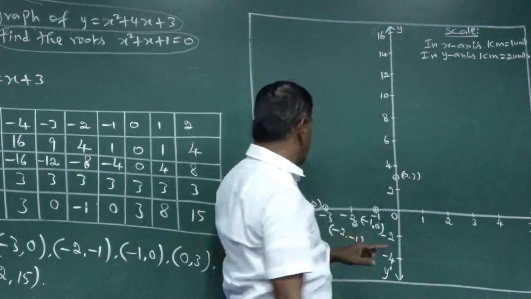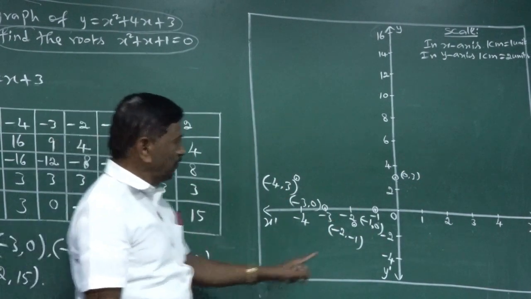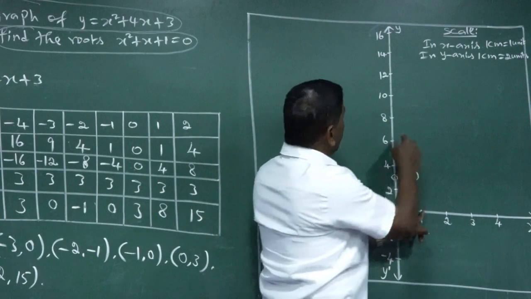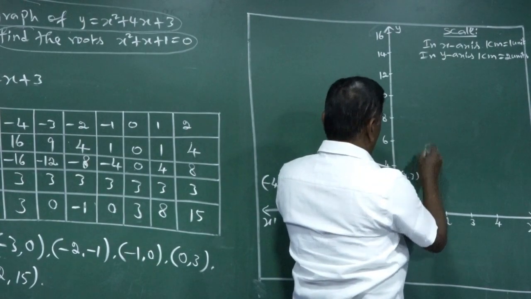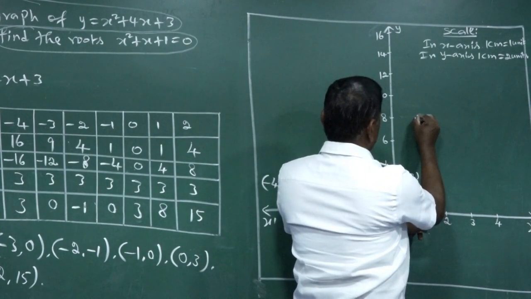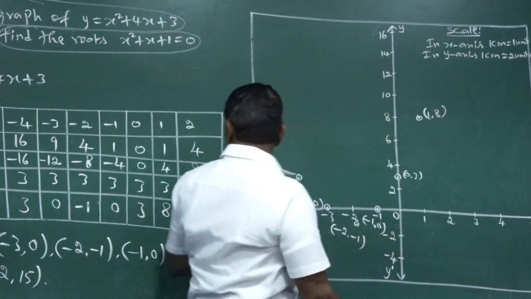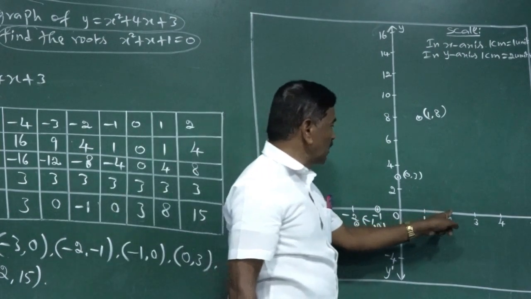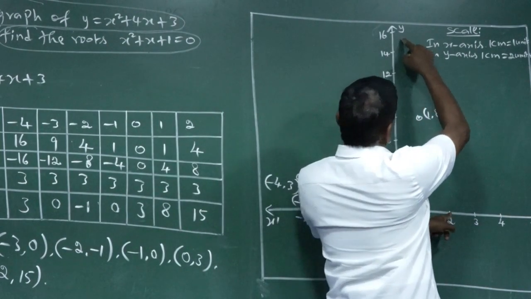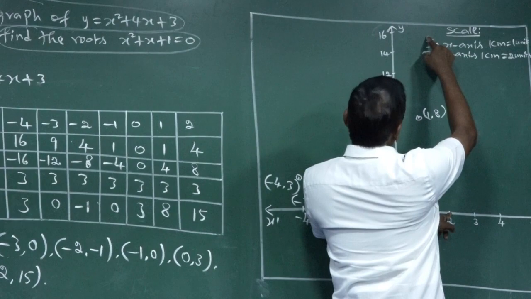0, 3. Next, 1, 8. 1 in x-axis, 8 in y-axis. Okay, 8 in y-axis. 1, 8. Next, 2, 15. Listen, 2 in x-axis and 15 in y-axis. Suppose this point.